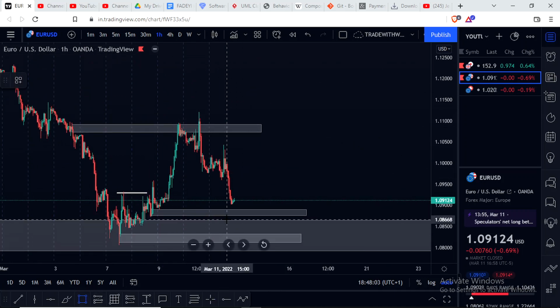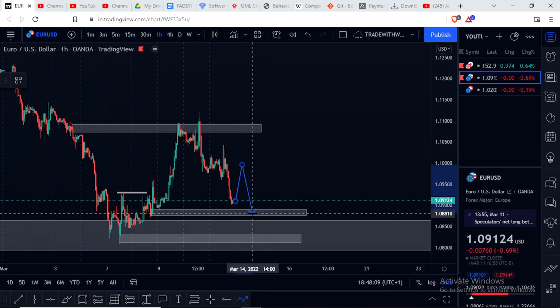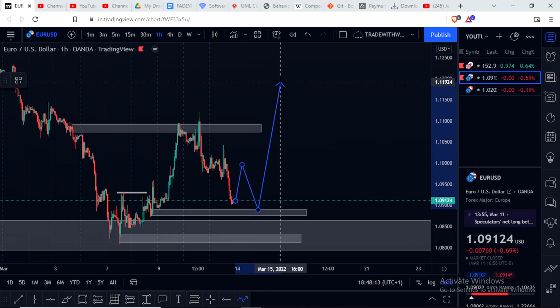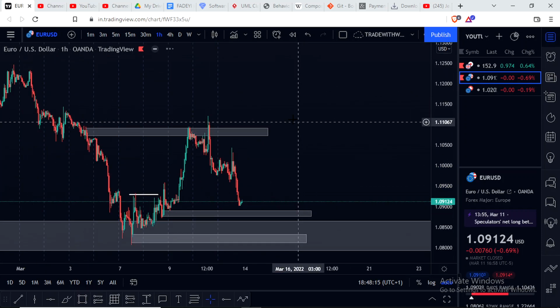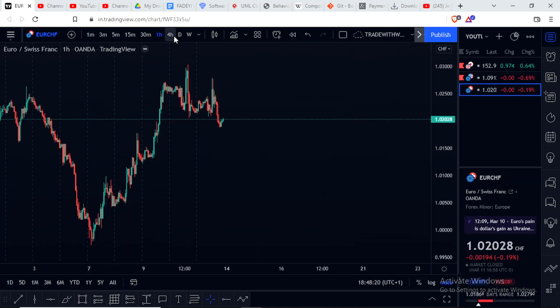But if the market doesn't tap into this zone and just moves up like this, then you can still consider this supply zone there. Use the supply zone to sell back into the markets and then push to the upside using your confirmation. Okay, let's move to the last pair, which is the EURCHF.